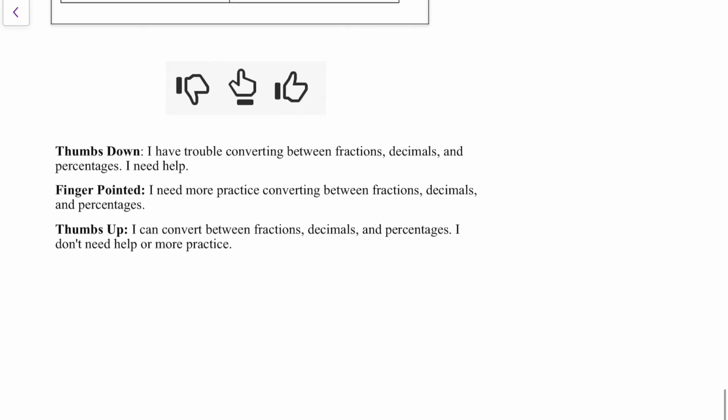Okay, so I want you to reflect back over how you've done in this video. Give yourself a thumbs down, a finger pointed, or a thumbs up. Thumbs up being, I can convert between fractions, decimals, and percentages. I don't need any more help or practice. The pointed finger is I need more practice doing this. And thumbs down is I have trouble converting and I need some help.